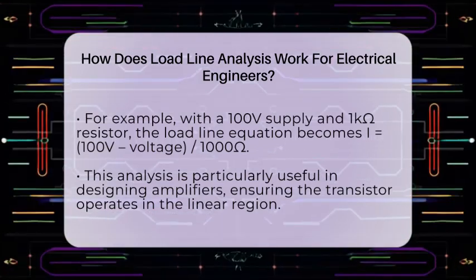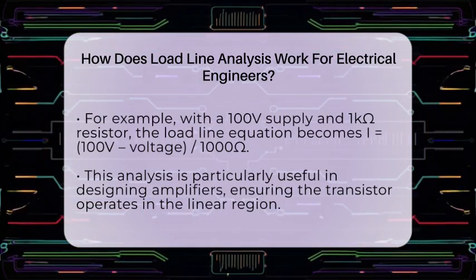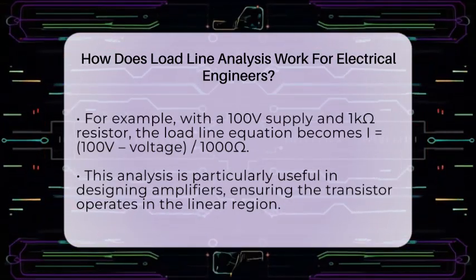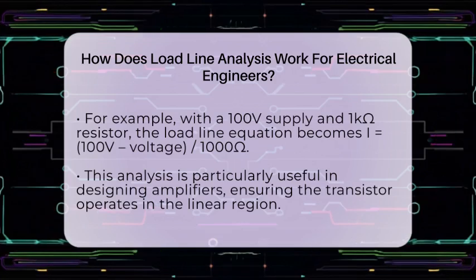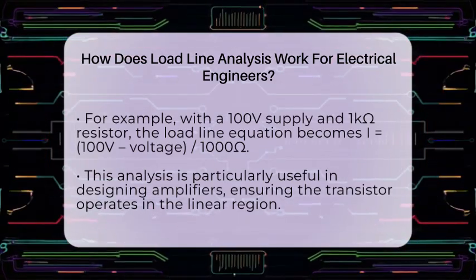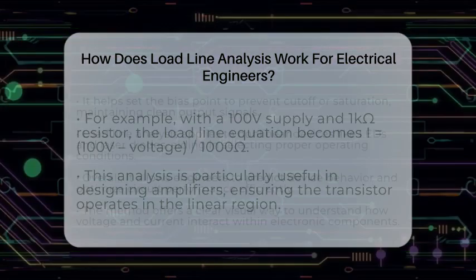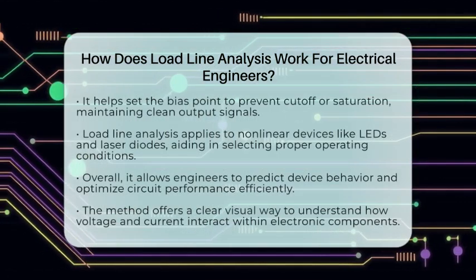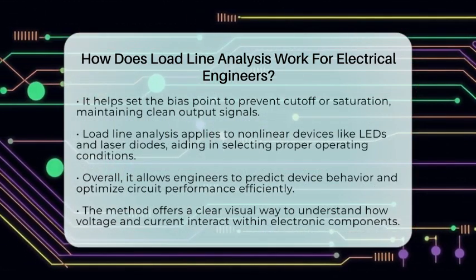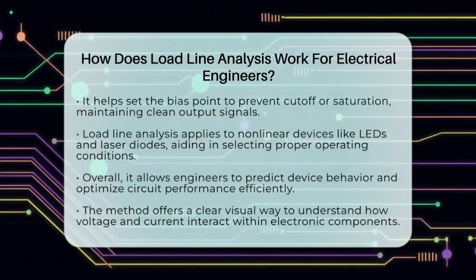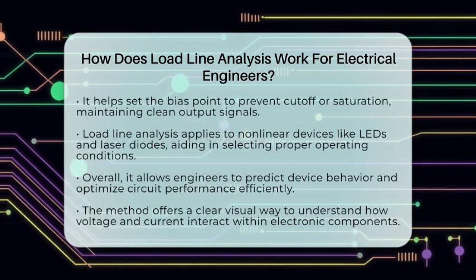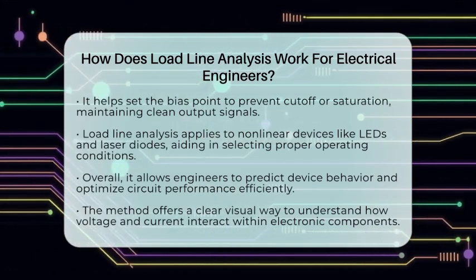This analysis is especially useful in amplifier design. It helps engineers set the bias point so the transistor operates in the linear region, avoiding cutoff or saturation. This way, the output signal remains clean and undistorted. For example, in a common emitter amplifier, the load line is drawn using the collector supply voltage and collector resistor. The intersection with the transistor's characteristic curves shows the collector current and voltage at the Q point.